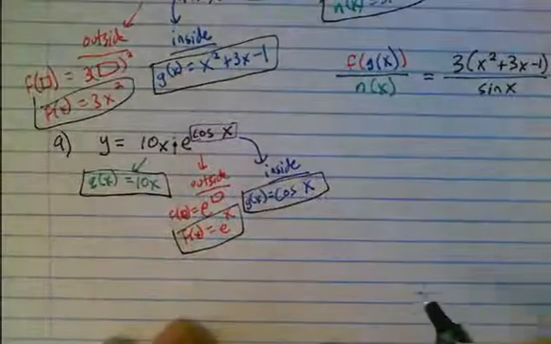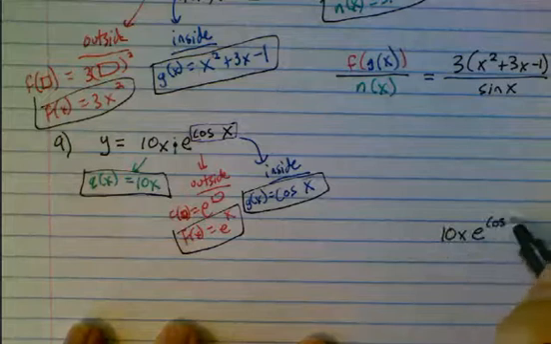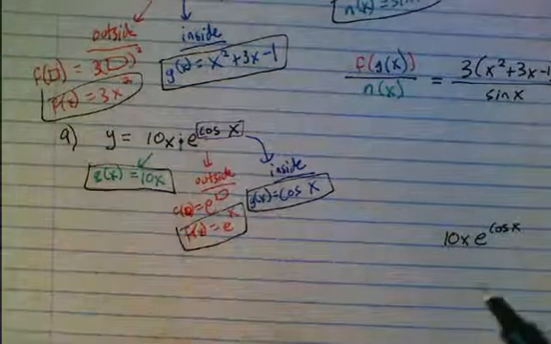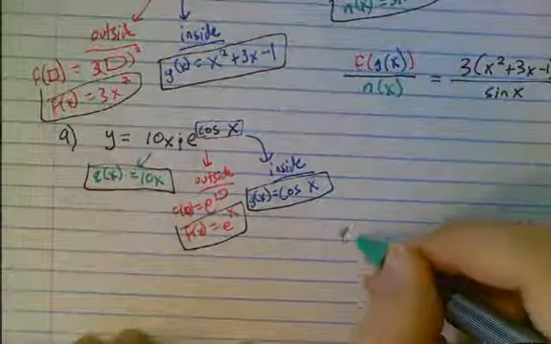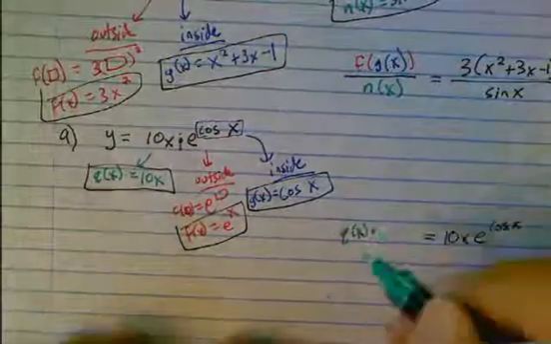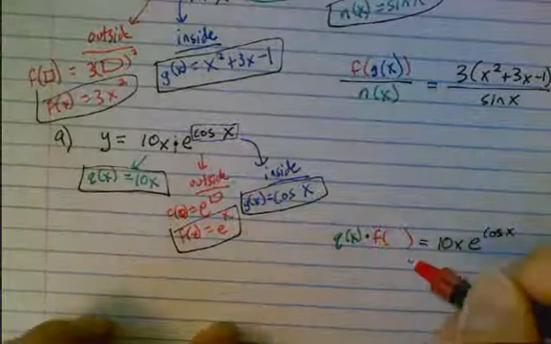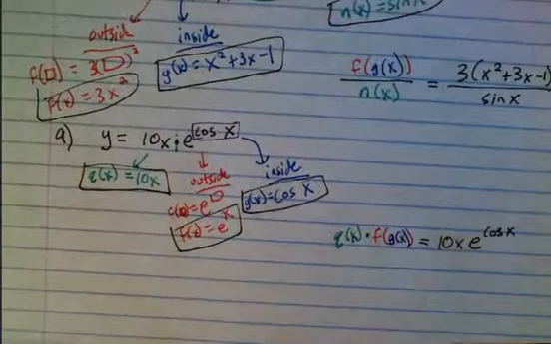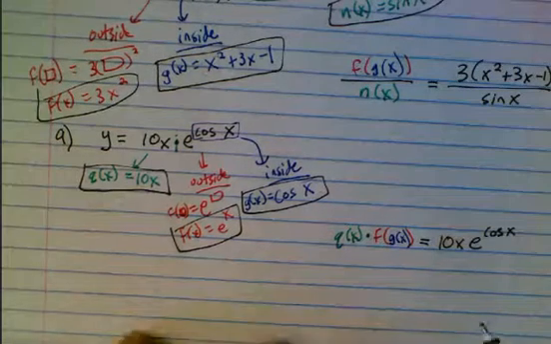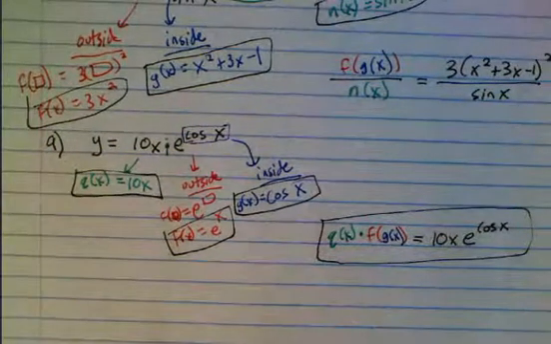So that means that this function 10x e to the cosine of x can be written using function notation as q of x times, we have an outside and an inside, so that's f of g of x. That concludes these notes.